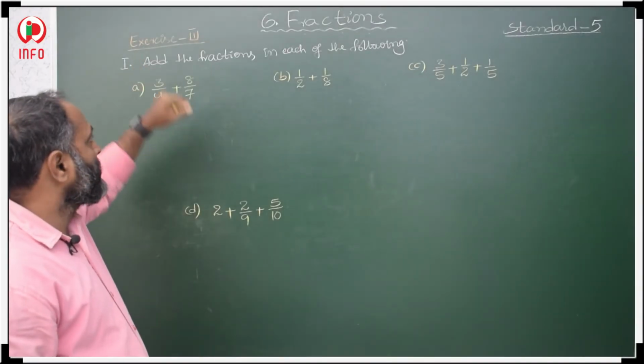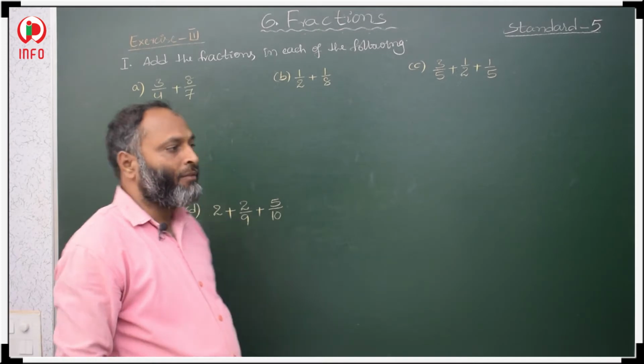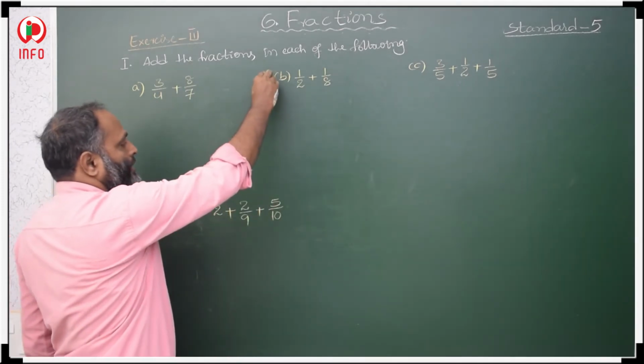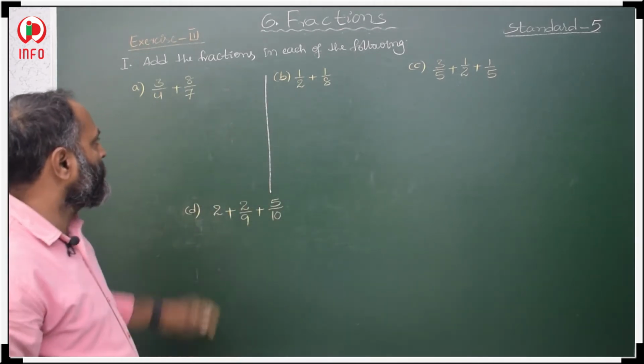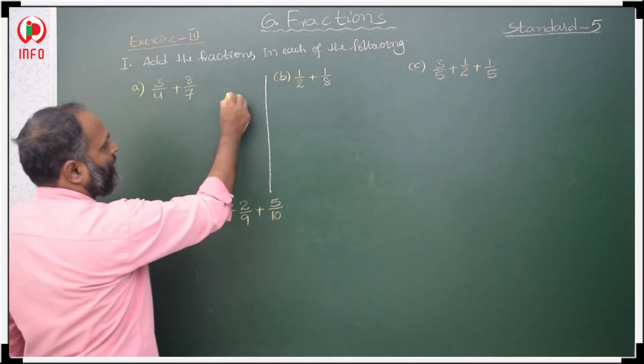Now, in exercise 3, add the fractions in each of the following. So, we have to add the fractions, the same method that we discussed. First, we have to take the LCM of these denominators. 4 and 7, LCM we have to find.